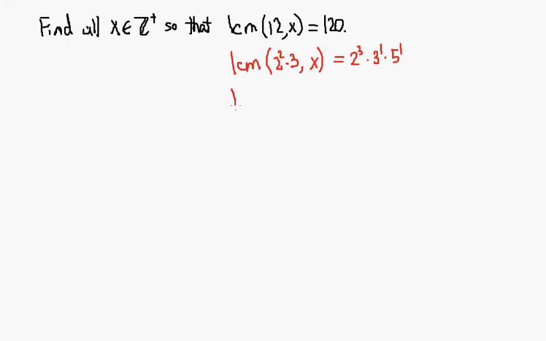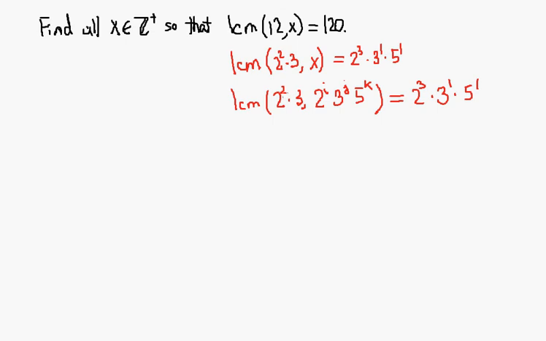So let me rewrite this. We need the LCM of 2 squared times 3, and x, which has to be 2 to some power times 3 to some power times 5 to some other power. We'll figure out the exponents later. That has to be equal to 2 to the third times 3 to the first times 5 to the first. Now the rule for an LCM is that the LCM is going to be the largest of the exponents.